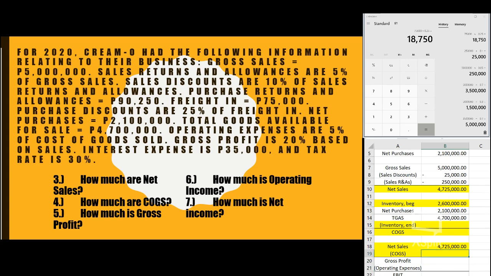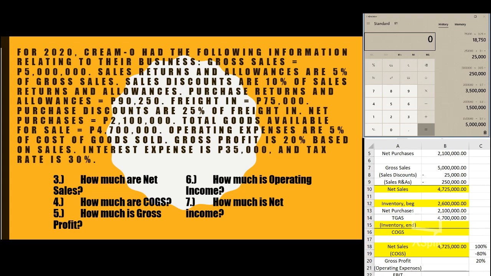Next given here is gross profit is 20% based on sales. So, ma-apply natin yung problem kanina. Gross profit is 20% based on sales, which means sales is 100%, and in this case, cost of goods sold will be 80%. Okay? So, dito, given, meron na tayo nung net sales. So, what do we do? What we have here is 100%.